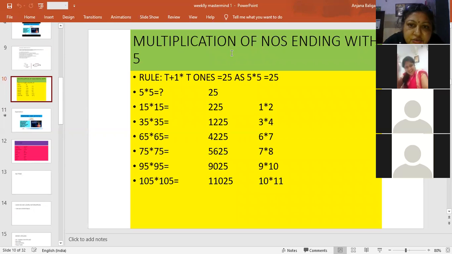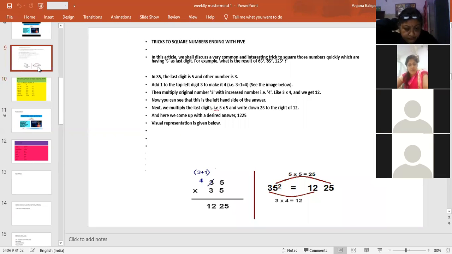Then later on, 35 square. What is 35 square? You will take so much time to calculate, right? 1225. Yes, correct. 1225. Right. Now listen to this.